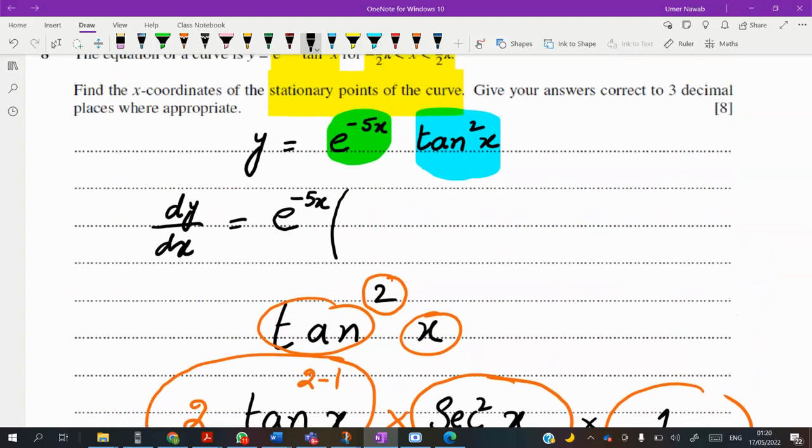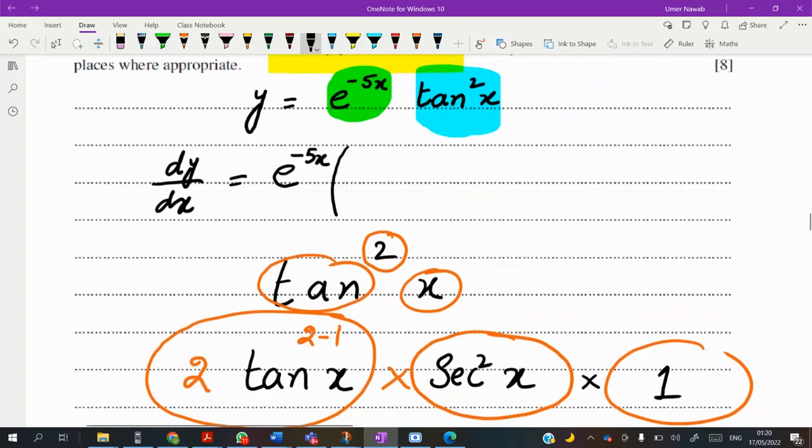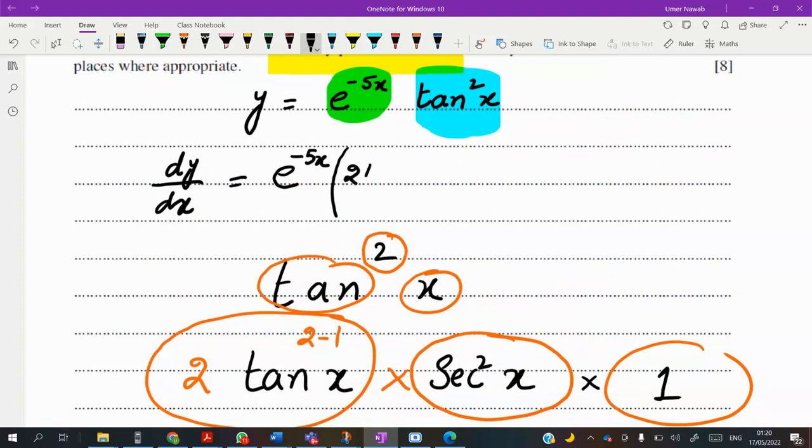That's why I have selected this question, so that the students can see the differentiation in depth, where I kept on applying the chain rule. So for tan square x, I'm going to write 2 tan of x, then the further derivative of tan is secant square of x, and the further derivative of x is 1. That's done. Then I leave tan square of x, and take the derivative of e raised to minus 5x. I will keep e raised to minus 5x. The further derivative of minus 5x is minus 5.